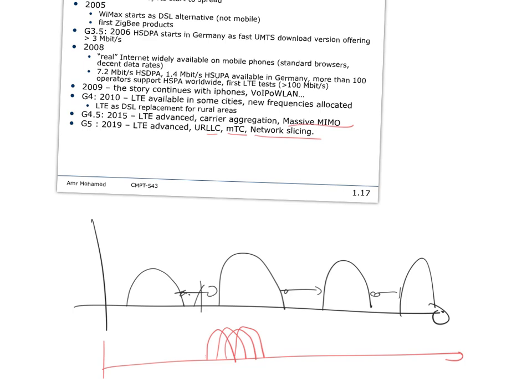MIMO here refers to multiple input, multiple output, right? So nodes usually use one antenna for communication. MIMO talks about multiple antennas on the same node. So our mobiles have, I don't know how many antennas, but plenty of antennas, on the order of tens, right?